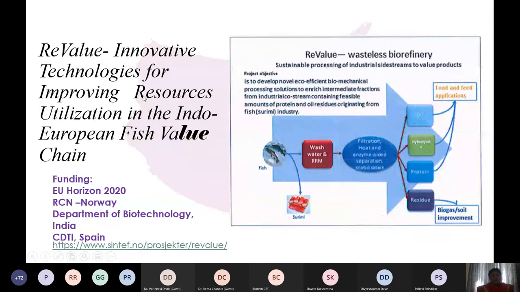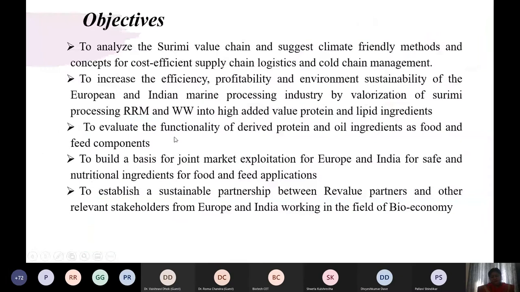The objective of this particular project is to analyze the surimi value chain and suggest climate friendly methods and concepts for cost efficient supply chain logistics and cold chain management. Because in the fish surimi, I'll tell you about this later. Another objective is to increase the efficiency, profitability, and environmental sustainability of the European and Indian marine processing industry by valorization of the surimi processing RRM. This RRM is nothing but rest raw material. I'll tell you what RRM is later on, and WW into high added value protein and lipid ingredients.